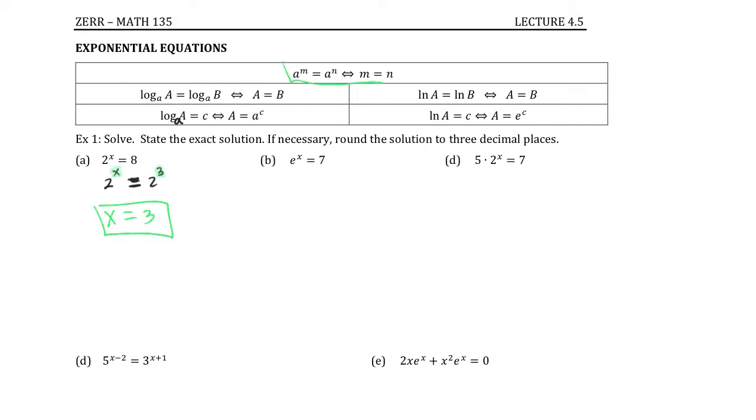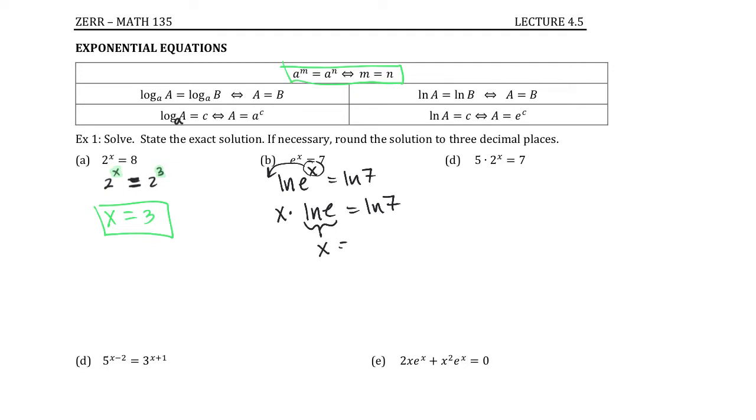All right, and that's shown up here. Okay, now let's look at this next one. e to the power of x is equal to 7. Well, what we can do is take the natural log of both sides. And then we use the exponent law of logarithms, so that becomes x times ln of e is equal to ln of 7. ln of e is just 1.